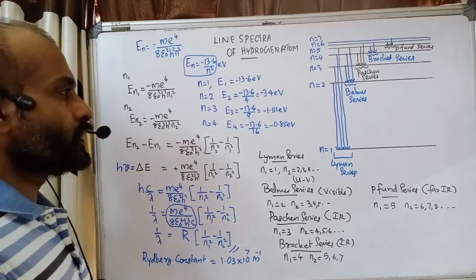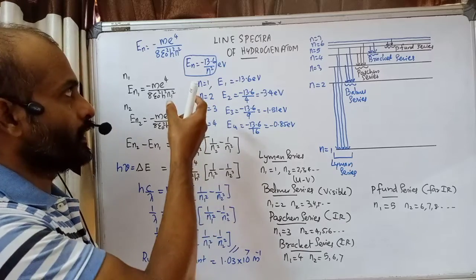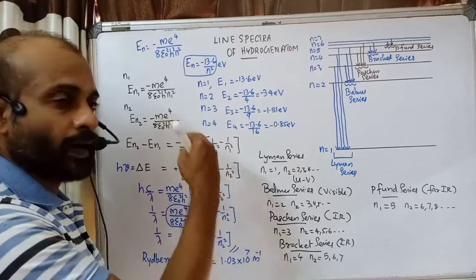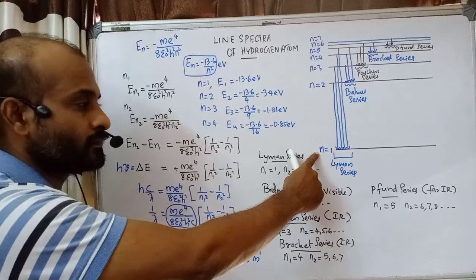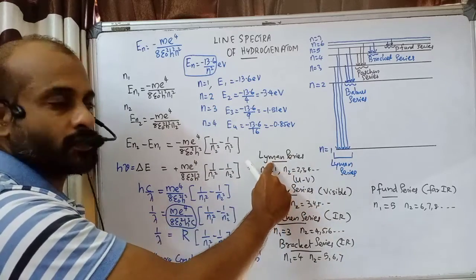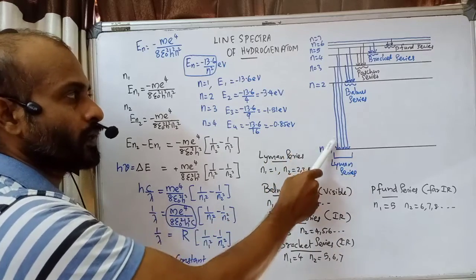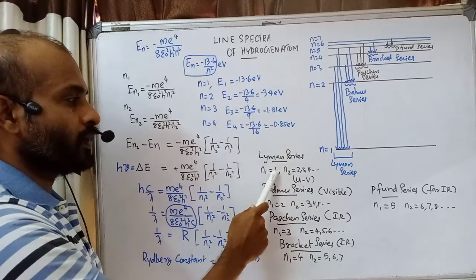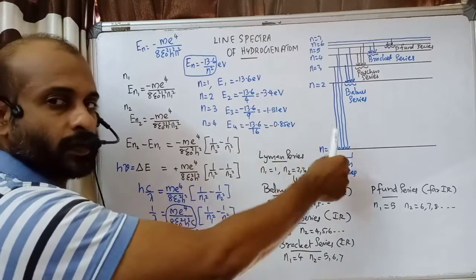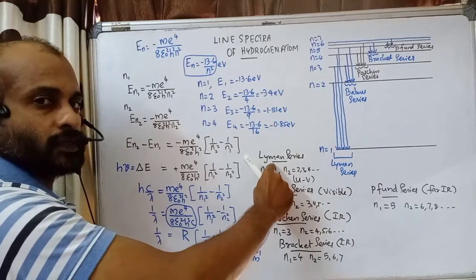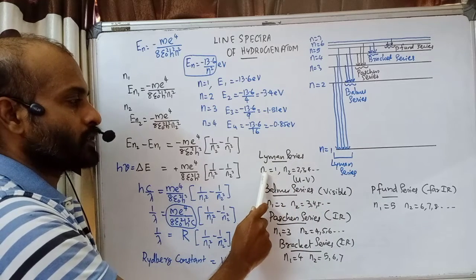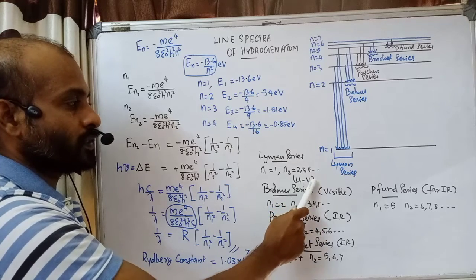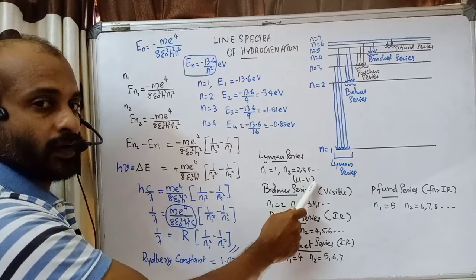Now we will see the different spectral series in the line spectrum of the hydrogen atom. Electrons can undergo transition from higher levels to the n is equal to 1 level. Such a series is called the Lyman series. That means from 2 to 1, 3 to 1, 4 to 1, etc. These spectral lines are called the Lyman series. The condition is n1 should be 1, and n2 should be 2, 3, 4, etc. This lies in the ultraviolet region.